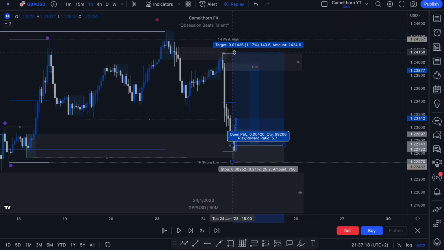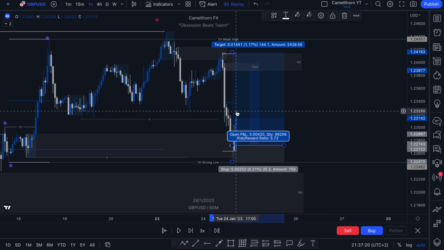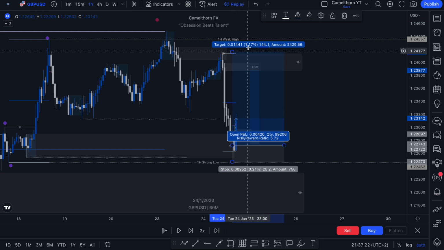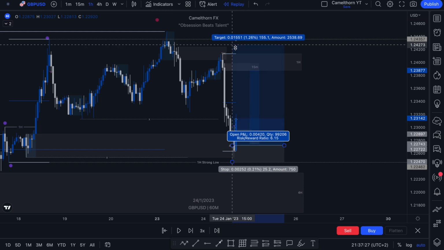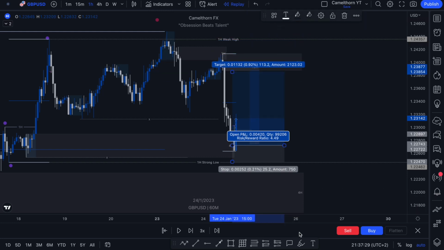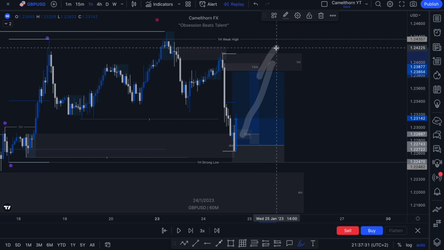Now, once price action develops a little bit more, as I manage the trade, I can then obviously move my take profit a little bit higher. But essentially, all we're trying to do is we're trying to trade in that direction, all right?